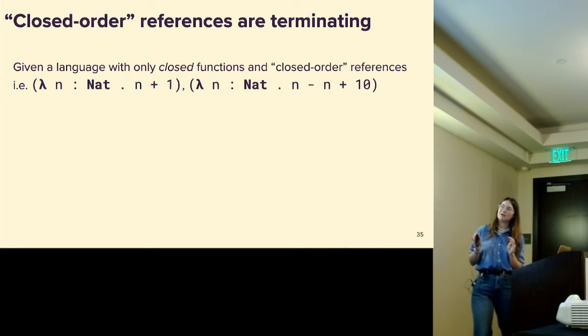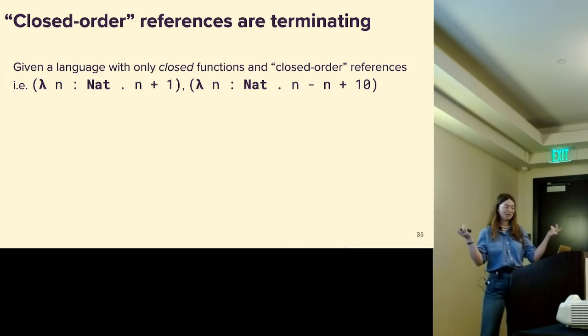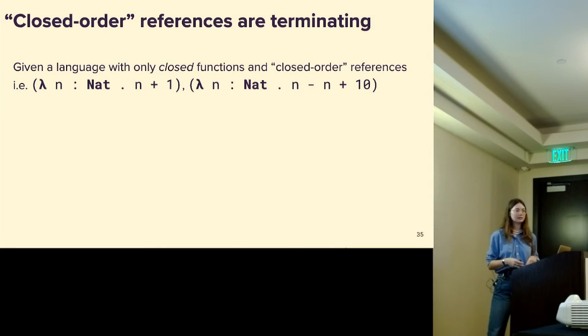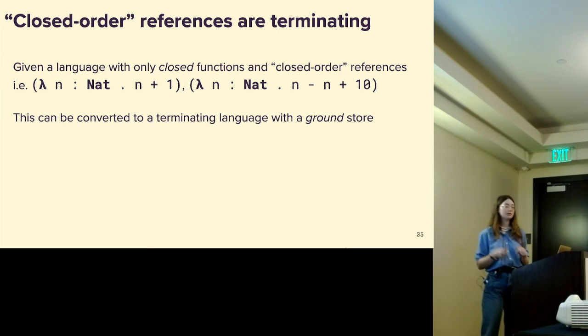The intuition we have is that a language with closed functions, and what I call closed order references, that is references that only store closed functions, actually turns out to be terminating. So we can convert it to a language with a ground store, which we know to be terminating.